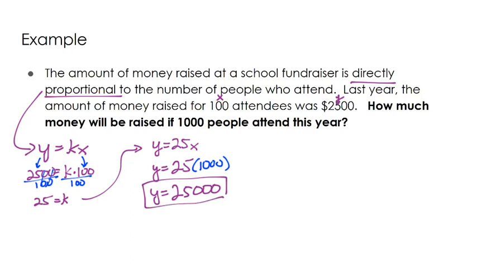So to sum up the process, if it says varies directly or is directly proportional, you know that it's going to take the form of y equals kx. From there, you're likely going to be given an independent and a dependent variable, an x and a y, so you can substitute those into your equation and solve for k. Once you know what k is, you can use your new equation to figure out whatever you need to figure out.